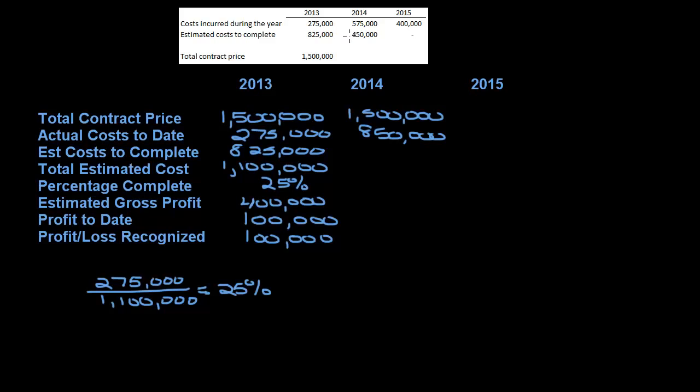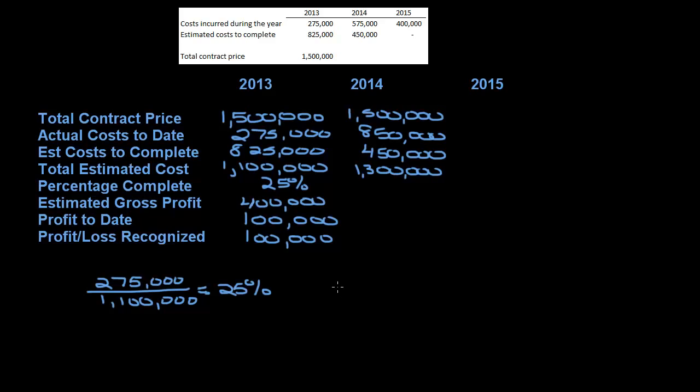And then the cost to complete the job, because of the work we did, the estimated cost has dropped. So we think another 450,000 to finish the job. Okay, so now we think that the total cost, notice the total costs have gone up. If we add these two numbers together, we get 1,300,000. So that's $200,000 higher than what we thought in 2013. Right, in 2013 we thought the total cost to complete was 1.1 million. Now we think it's 1.3.